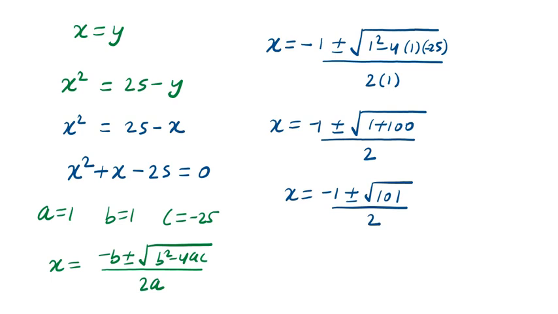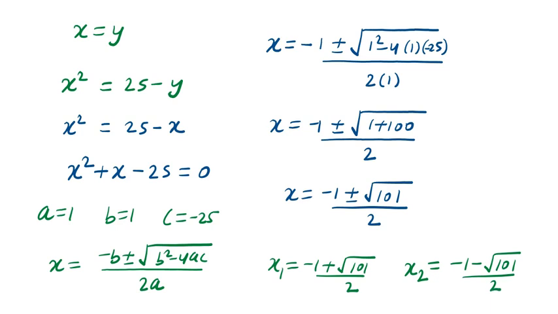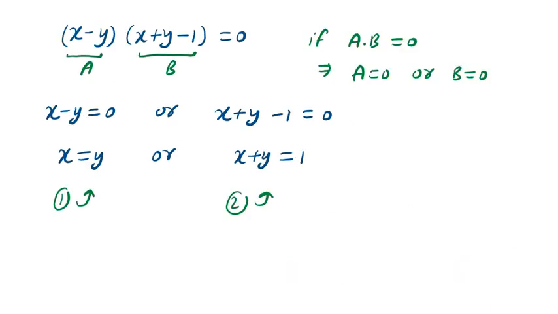So our first value of x, which is x1, is equal to minus 1 plus square root of 101 over 2, and second value of x, which is x2, is equal to minus 1 minus square root of 101 over 2. Now solve case second, and case second is x plus y is equal to 1.